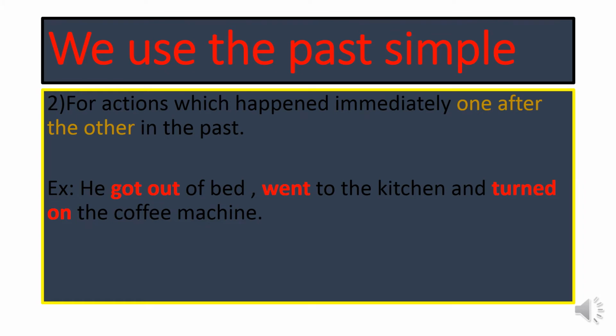The second usage of the past simple tense is for actions which happened immediately one after the other in the past. That means we have more than one action, more than one action happened after each other in the past. For example, he got out of bed, went to the kitchen, and turned on the coffee machine.